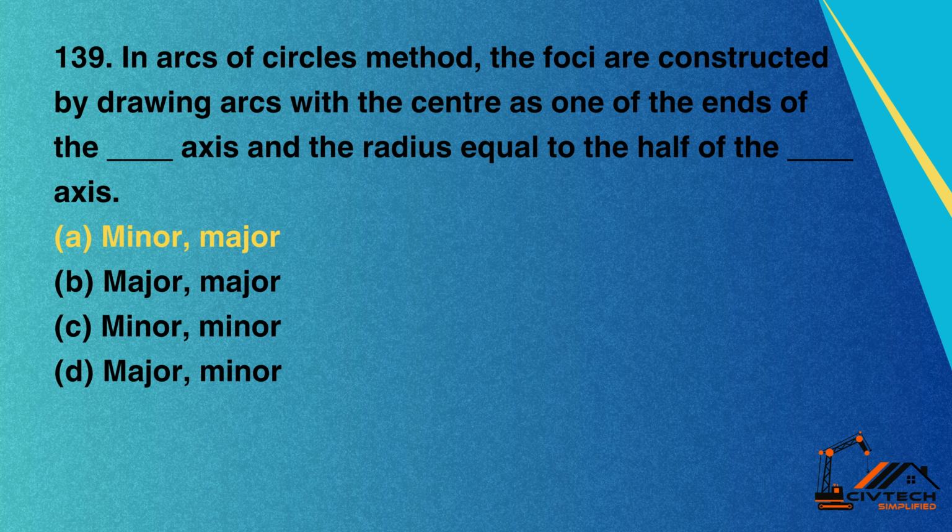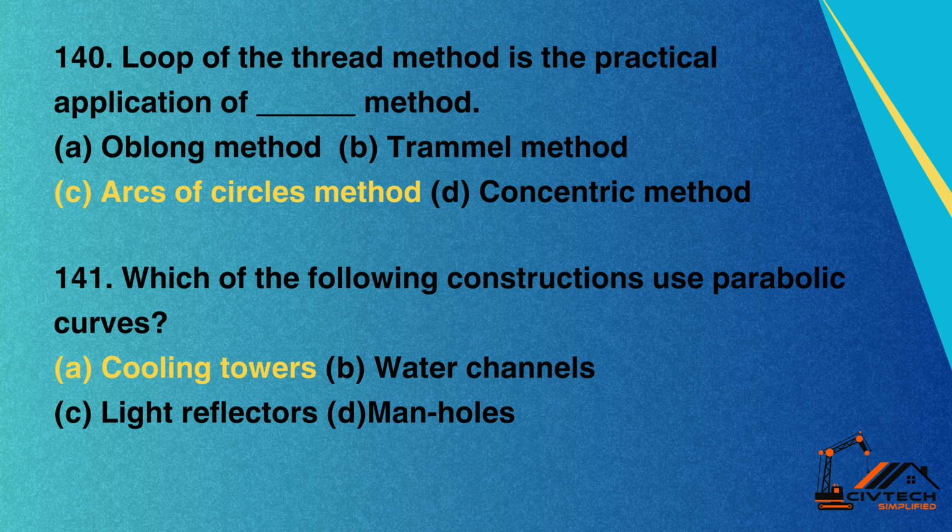5. 139. In arcs of circles method, the foci are constructed by drawing arcs with the center as one of the ends of the minor axis and the radius equal to half of the major axis. A minor, major B major, major C minor, minor D major, minor. Correct option, a minor, major. 140. Loop of the thread method is the practical application of blank method. A. Oblong method. B. Trammel method. C. Arcs of circles method. D. Concentric method. Correct option, C. Arcs of circles method.